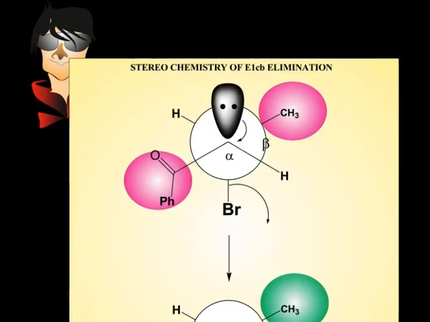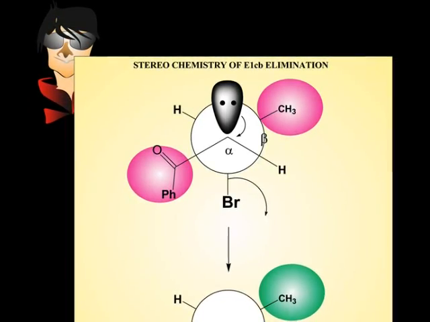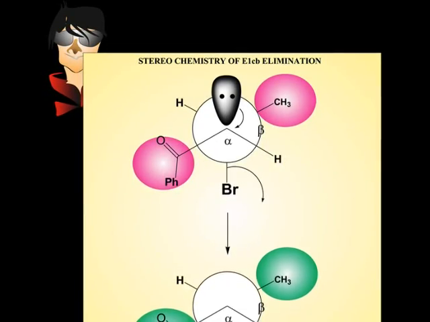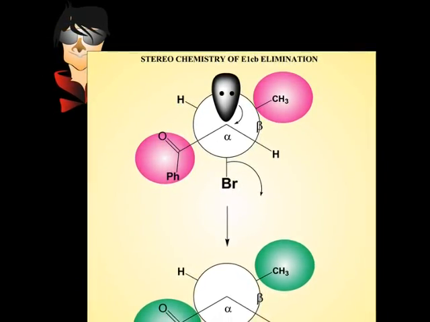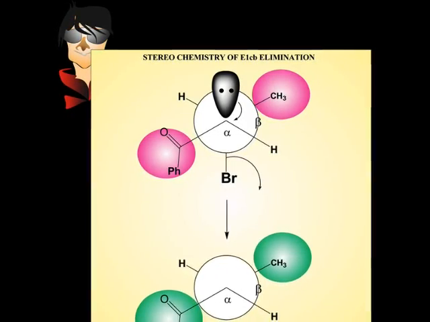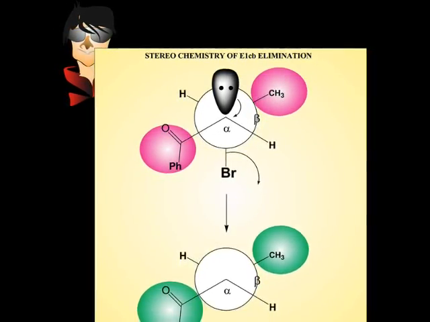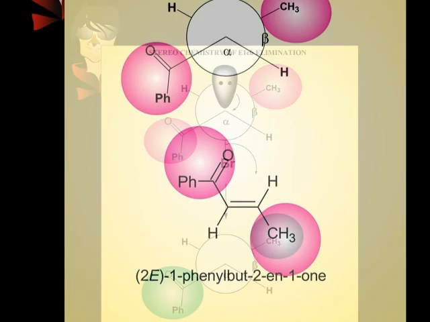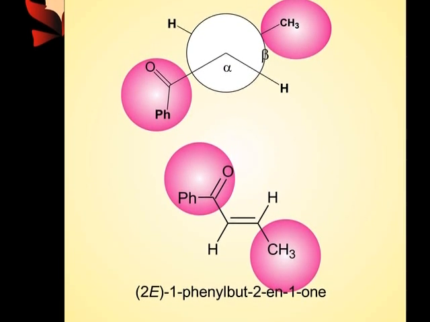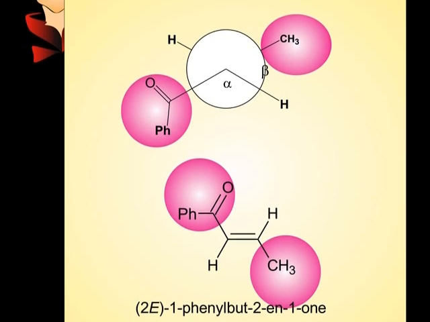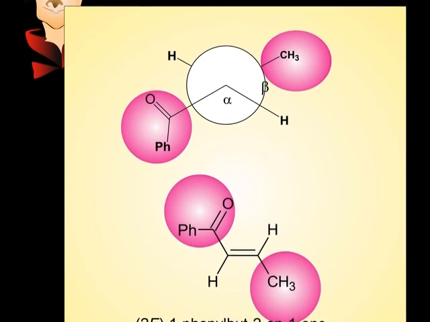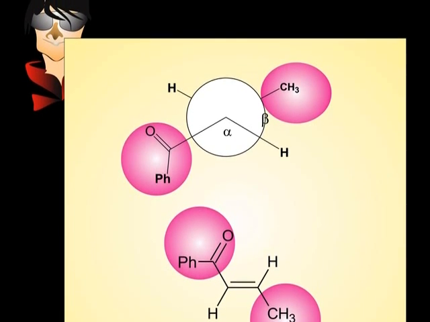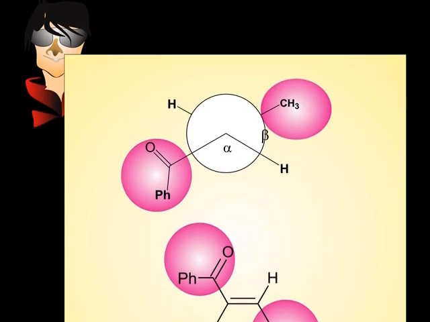Now the stable conformation makes sure that the lone pair enters anti to the leaving group bromine and gives you an alkene, and you will notice that the methyl group and the phenyl keto group are trans to each other, which by far is the most stable conformation. This is the final product of your E1CB reaction, where the keto group and the methyl group are anti to each other, and this gives it extra stability.